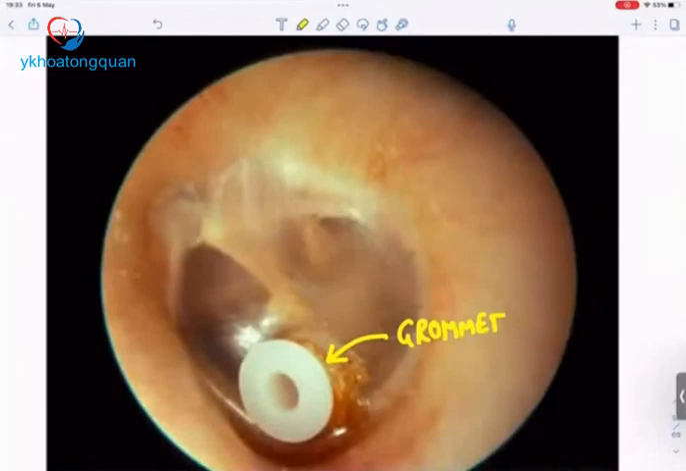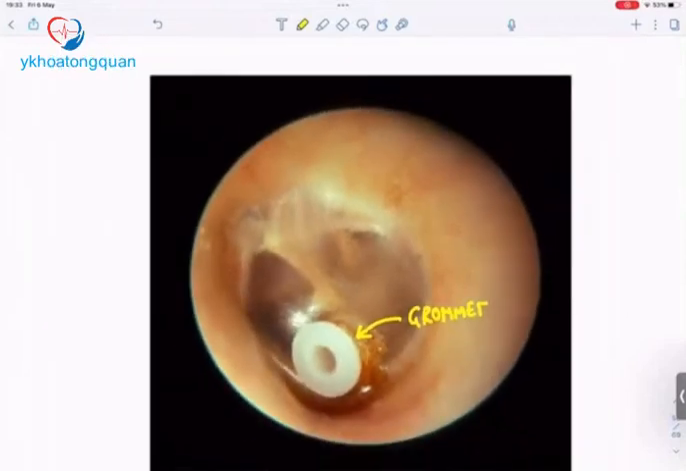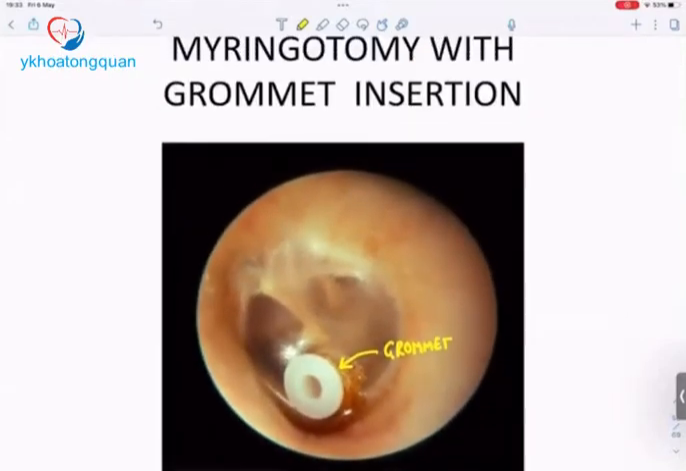Now I will show you a video how we put the grommet.